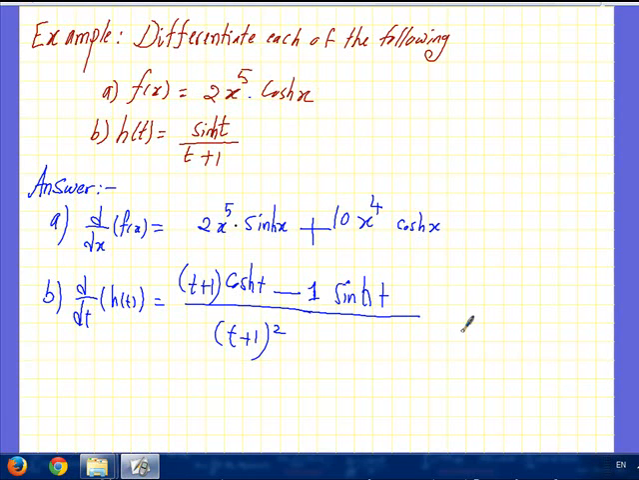For the second question, it is a fraction function, so we have to apply the rule of u over v. The denominator squared, which will be t plus 1 all to the power 2. In the numerator, we take the denominator, t plus 1, multiplied by the derivative of the numerator, which will be cosh t, minus the numerator, sinh t, multiplied by the derivative of the denominator, which will be 1.